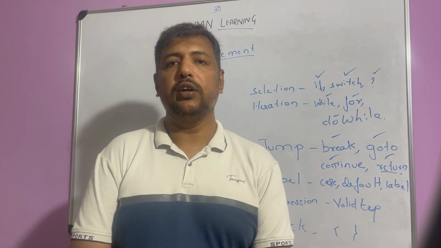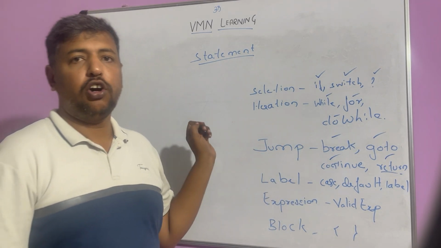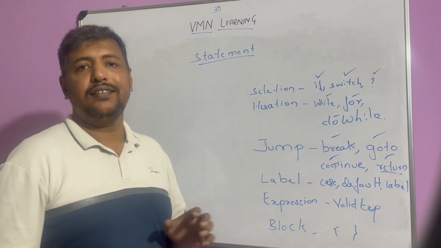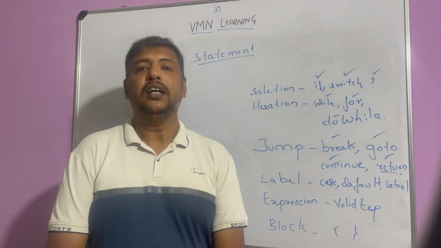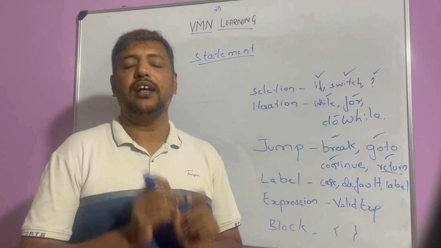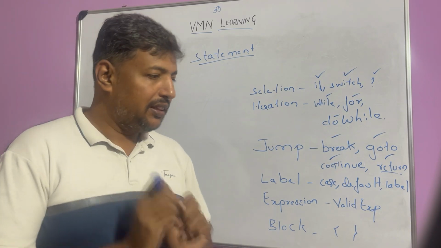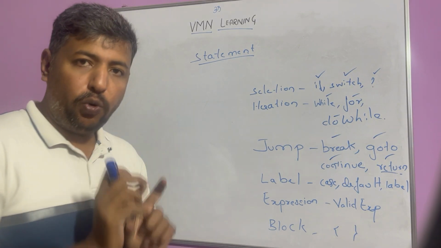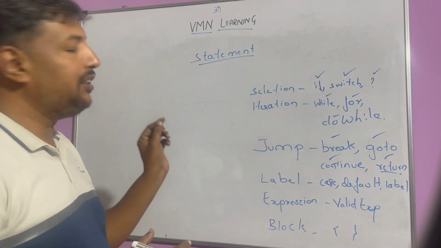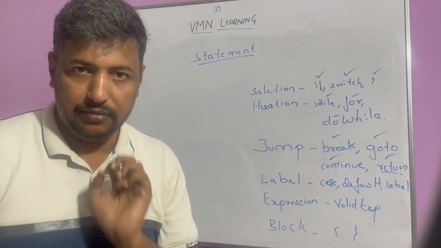So today we are going to continue our C programming. Today we are going to talk about module 2, second part, the statements. So what are statements? Statements are nothing but the group of things that tell a system to execute. A statement is nothing but a part of the program that needs to be executed. It tells the computer what action to be taken.